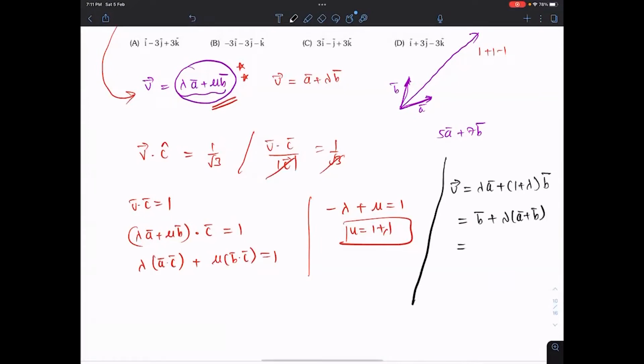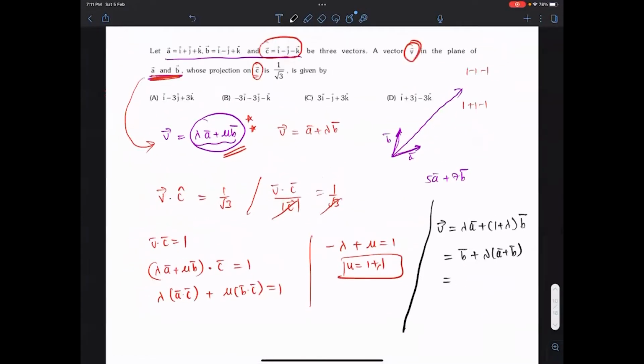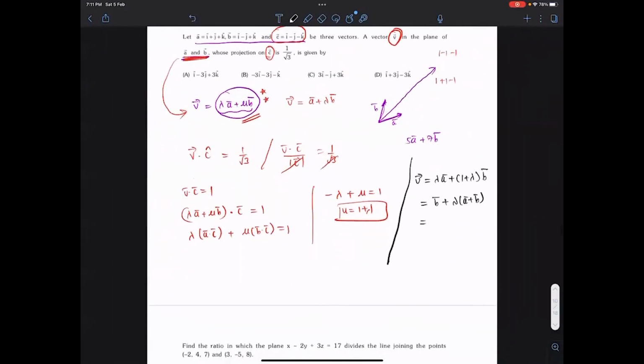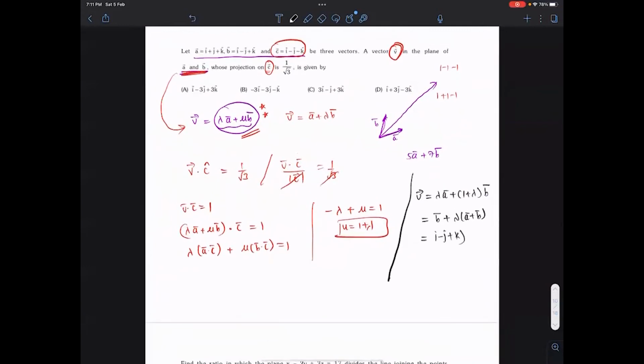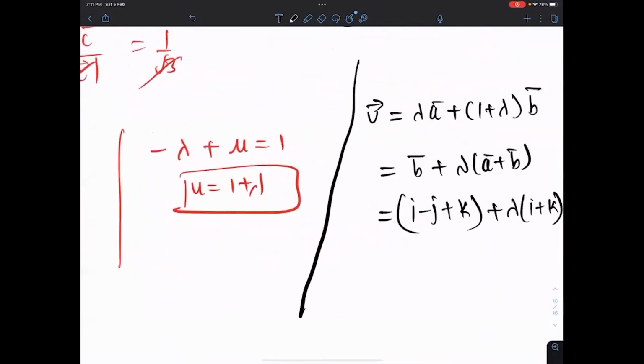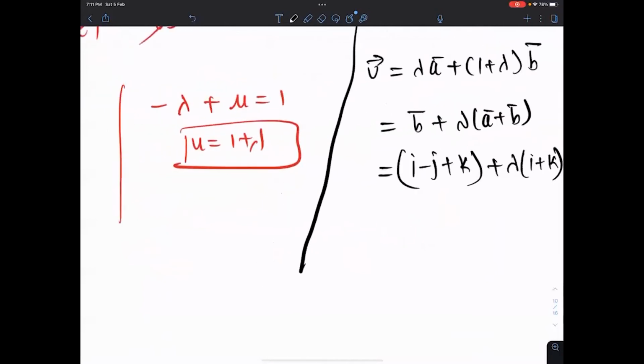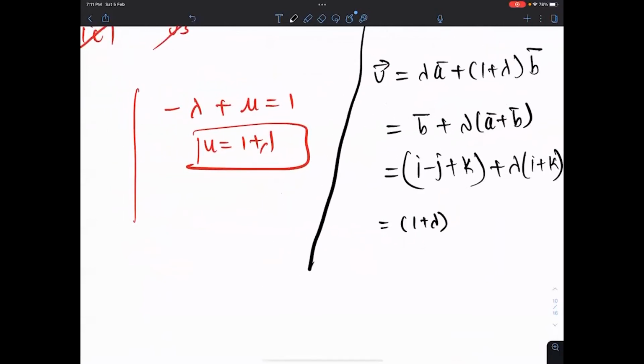Now just do what is A bar plus B bar. We already know B bar here. It is i minus j plus k, plus lambda times A bar plus B bar. If you add them both, you will get 2 times i plus k. The 2 you can mix in lambda. So finally you will get 1 plus lambda i, minus j cap, plus 1 plus lambda times k cap.